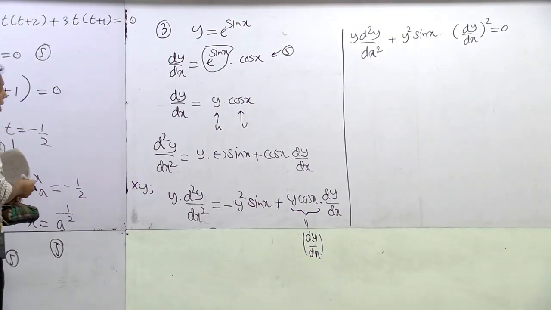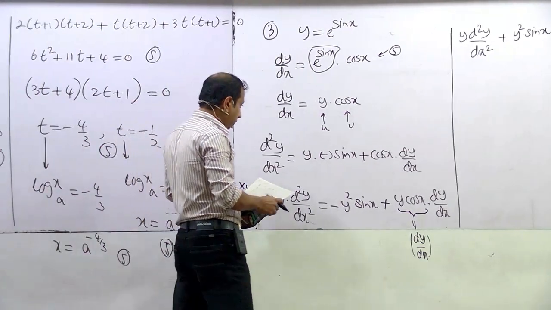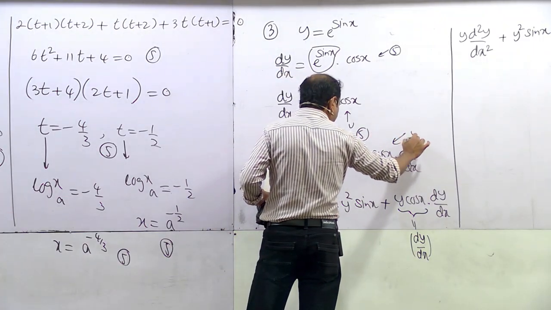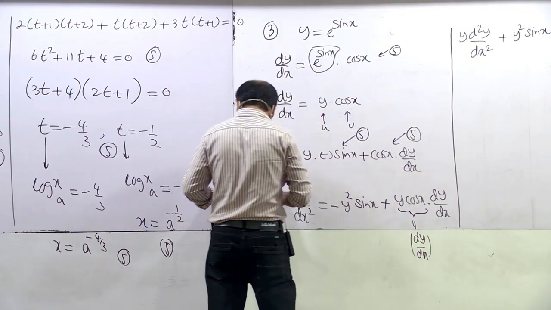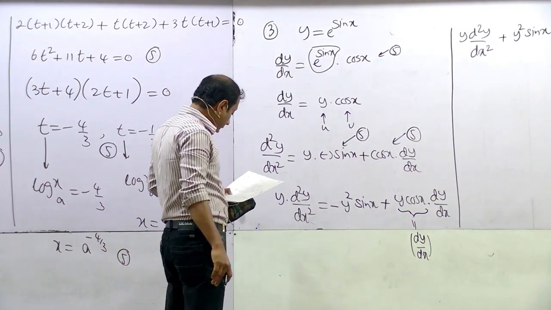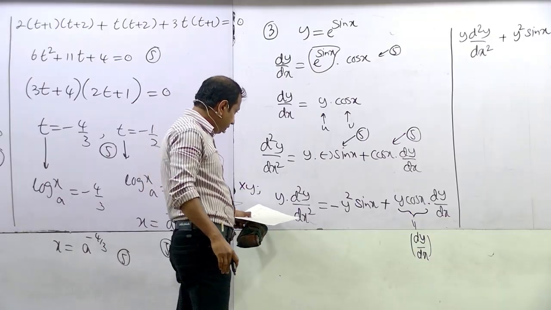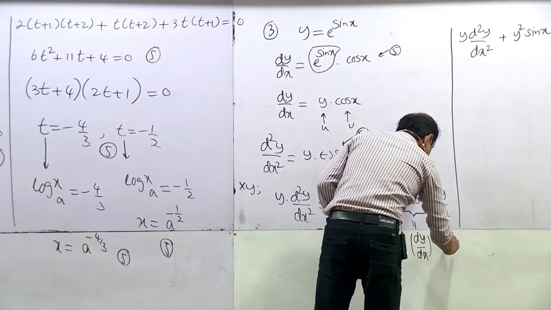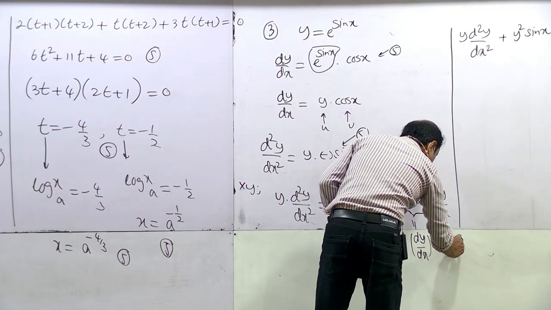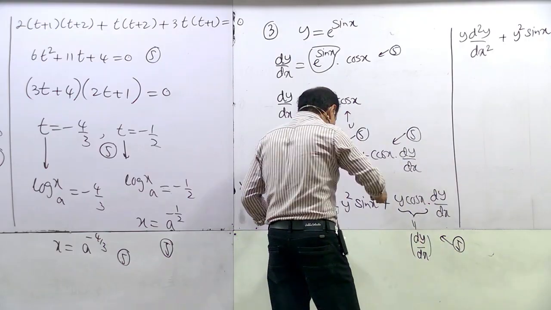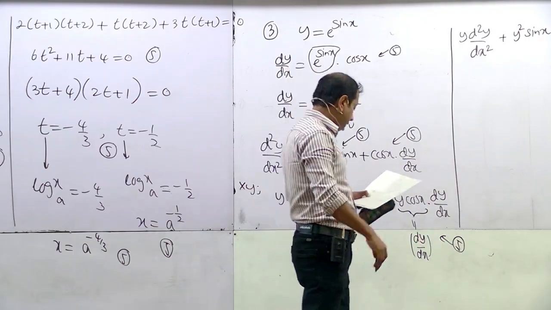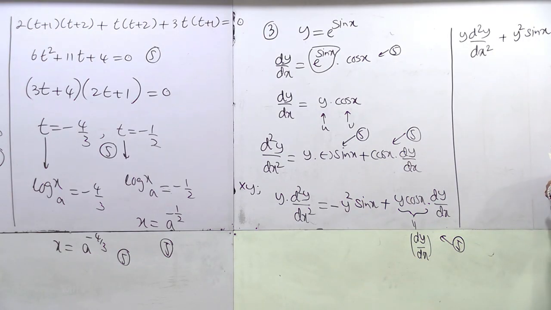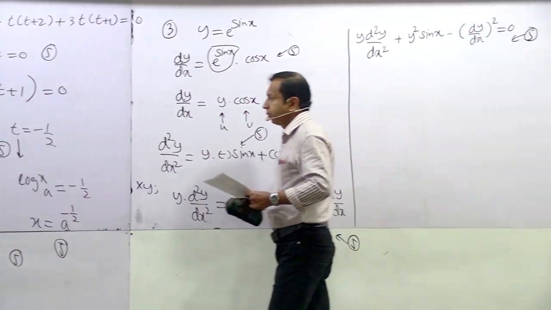And the marks come in here: for this 5 marks, for this 5 marks, and multiply this by y and getting this one 5 marks, and taking the final answer 5 marks.